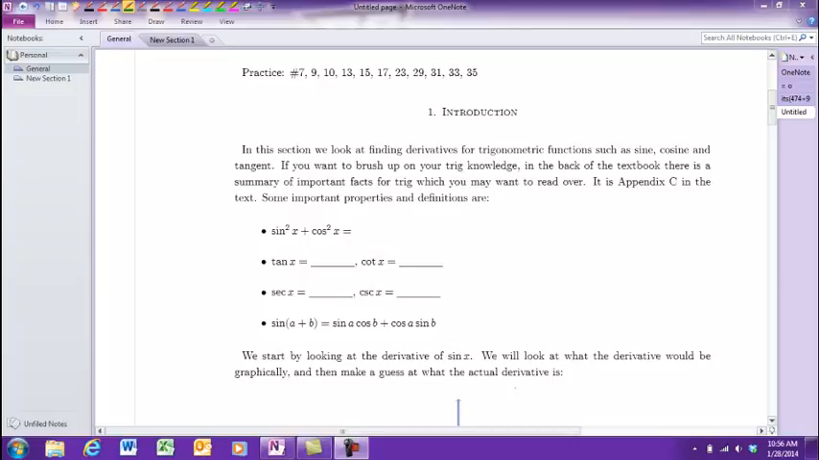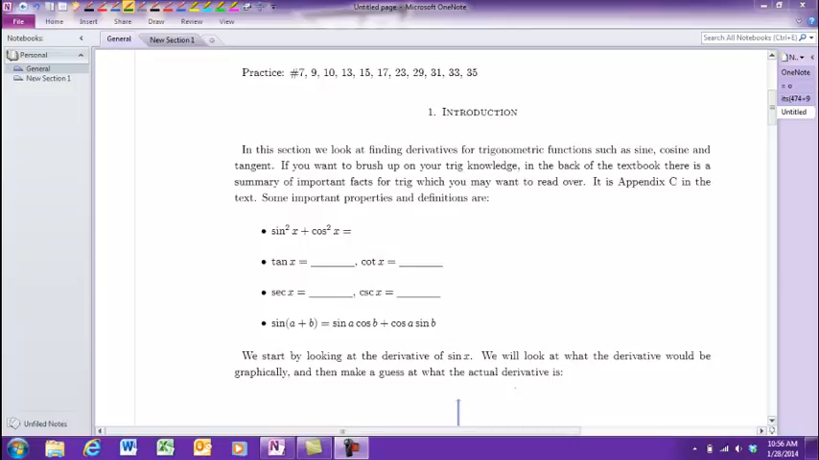So if you're feeling like you want to brush up on your trigonometry knowledge, there is an appendix in the back of the textbook, Appendix C, that you can look at. Or if you're feeling completely lost, come and talk to me at office hours, and I can try to bring you up to speed on some of the things you're missing.